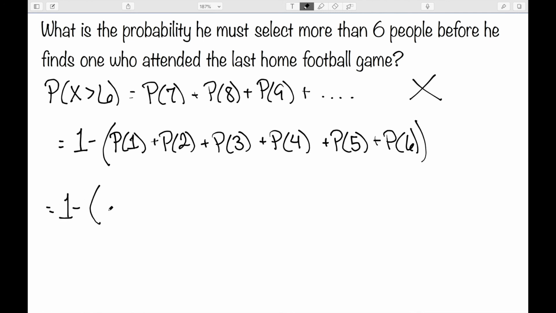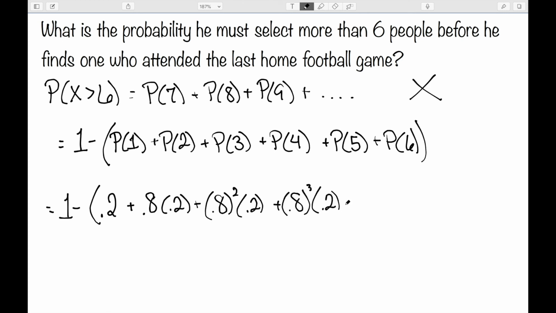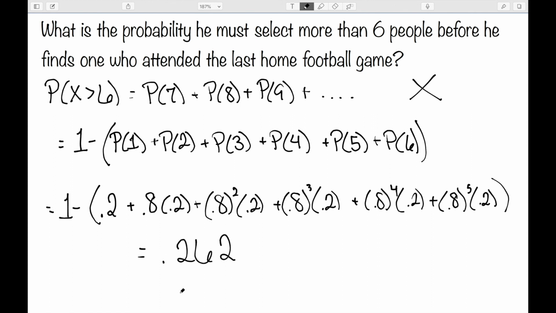So we have 1 minus. Since our probability of success is 0.2, this would be 0.2, 0.8 times 0.2, 0.8 squared times 0.2, 0.8 cubed times 0.2, 0.8 to the fourth times 0.2, and then finally 0.8 to the fifth times 0.2. And if we work this out, we get roughly 0.262. So the probability he must select more than 6 people would be 0.262.